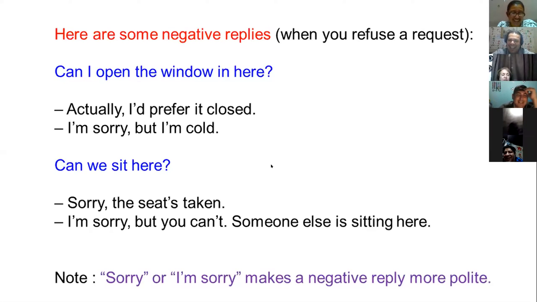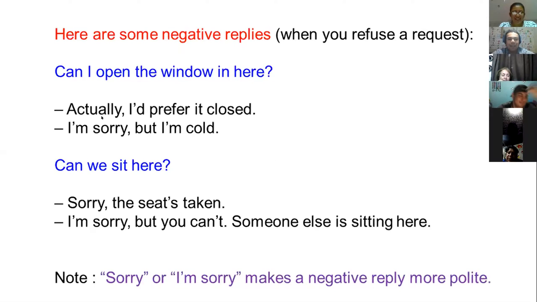Teacher, ¿podría traducir estas dos respuestas, por favor? Okay, estas dos, las últimas. Okay, sorry, the seat's taken. Lo siento. El asiento ya está apartado. I'm sorry, but you can't. Lo lamento, pero no puedes. Someone else is sitting here. Alguien más está sentado acá. Okay, aunque no lo veas así, alguien más está sentado acá. I'm sorry. Okay, like that.